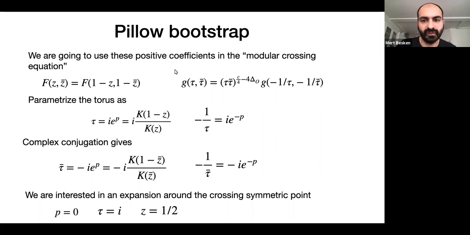So again, I'm showing you this plane crossing relation, and it's being mapped to the modular crossing equation on the pillow torus. And here we actually follow a strategy, the modular bootstrap strategy followed by Hellerman, on an actual torus. But for the pillow torus, we parameterize tau as i e to the p, and tau bar as i e to the minus p, and these are the crossing transformed versions of each other. We are interested in an expansion around the crossing symmetric point. Here are the three ways to see it: at z equals 1/2, tau equals i, p equals 0. But we'll use this p variable, and we'll plug these tau and tau bar values into this crossing relation here.